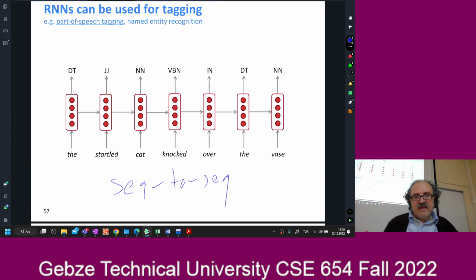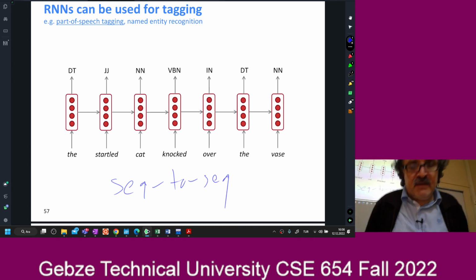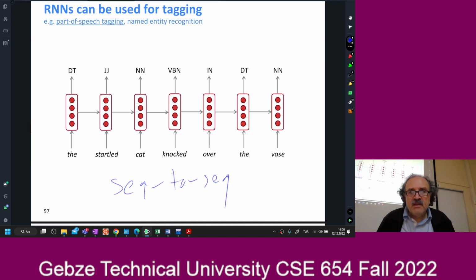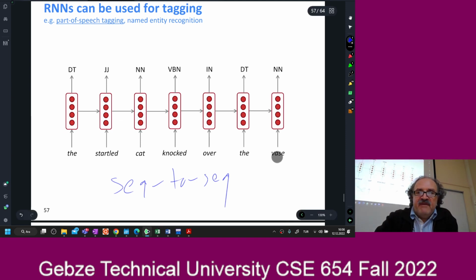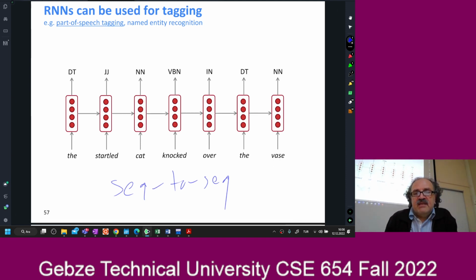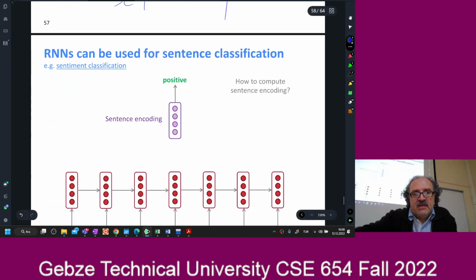How can you make this tag assignment better? So that's a problem. What would be your solution? Run the same network or a different network from the other side. Start from the last word and go backwards. Well, in that case, when I say "vase," it doesn't know the beginning of the sentence. That's another problem.